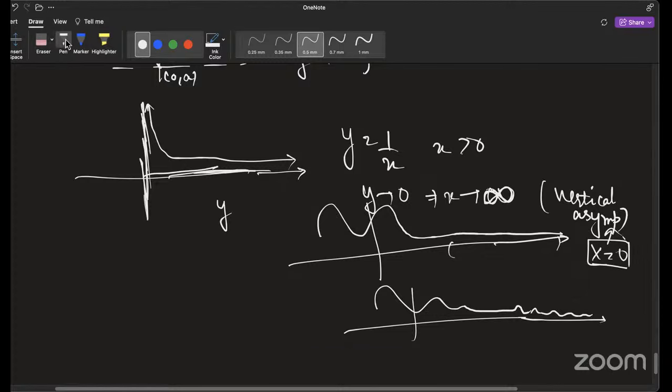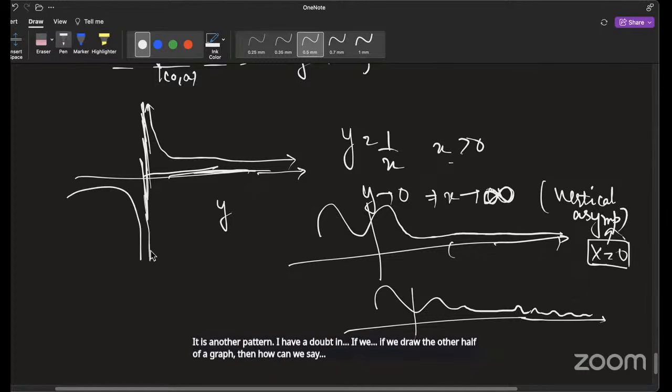You draw only half a part of a 1 by x graph. I have a doubt: if we draw the other half of the graph, then how can we say what is the asymptote? There are two different lines going in different directions, one going up and one coming down. That's fine. y equals to 0 is still an asymptote, because when your y tends to 0, x tends to infinity here, and in the other one it tends to minus infinity.